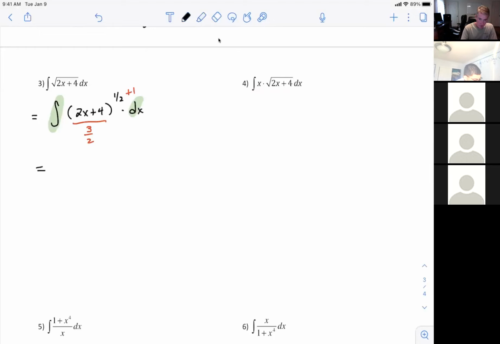And when dividing by 3/2, that means I need to invert and multiply. So that's going to be 2/3, 2x plus 4 to the 3/2. And this one does not have any numbers to plug in, so you need to put the plus c. Just like on the quiz, right, Jose? Don't forget the plus c.